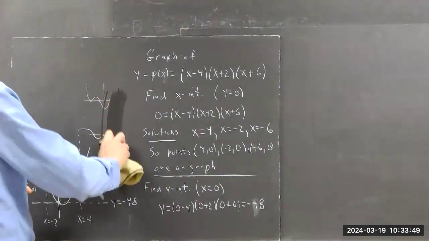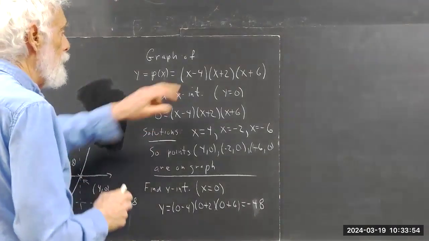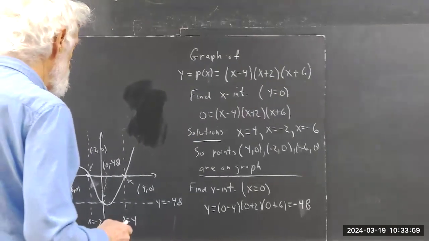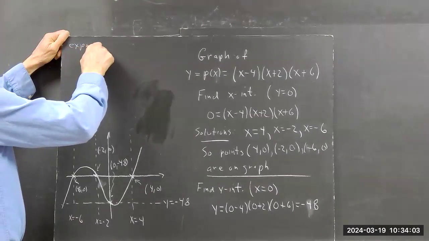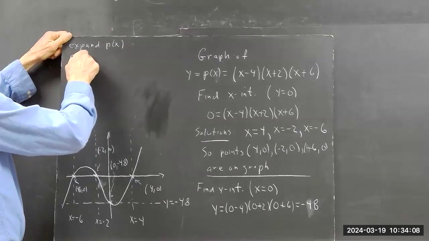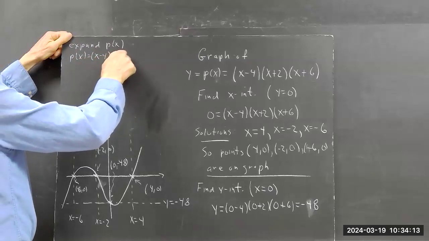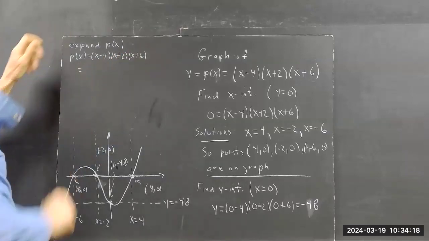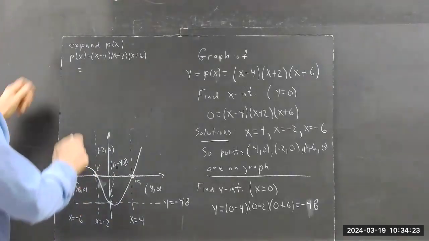The reason is, if we multiply this out, now it's a bunch of steps using the distributive law. I'm not going to write that all out.